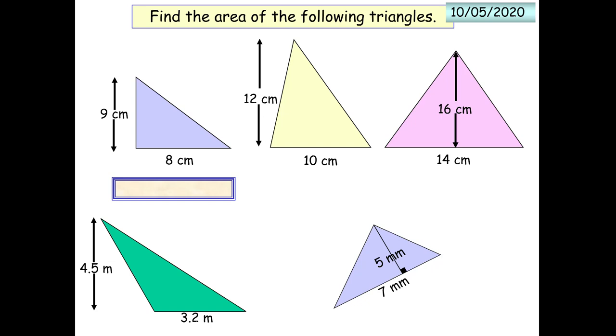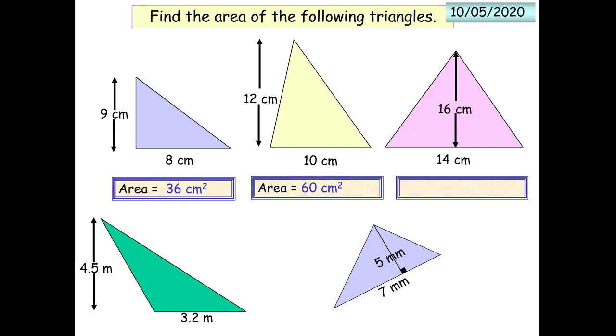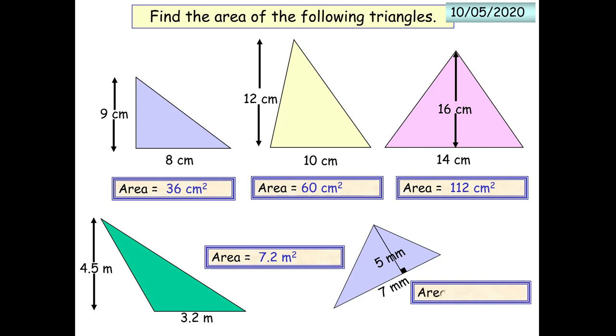Area of the first triangle, 36 centimeters squared. Second one, 60 centimeters squared. Third, don't use a calculator, 112. Fourth one, you can multiply decimals, so no calculator again. You get 7.2, and finally 17.5, and the units are millimeters squared.